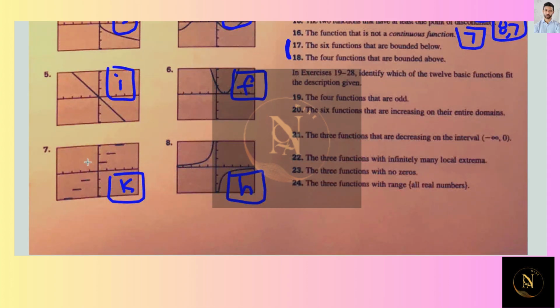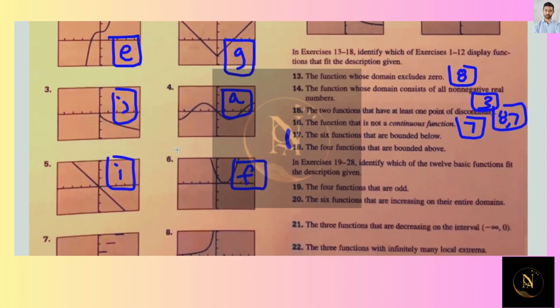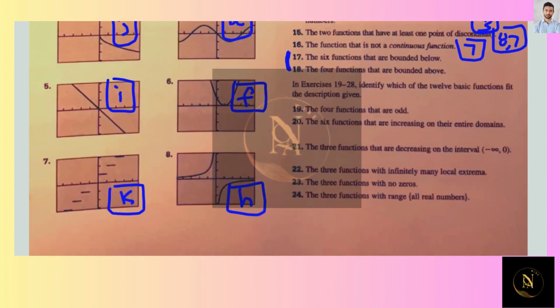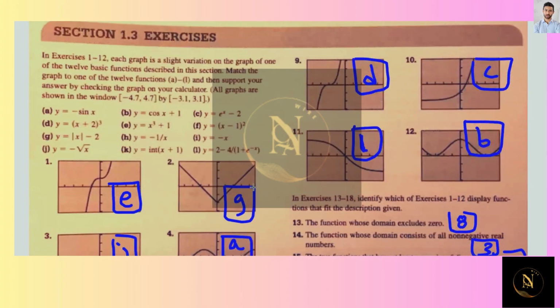The 6 functions that increase among their whole domains would be the cube function, the linear function, the reciprocal function, the exponential function. I think I got them all. The square root function would as well.